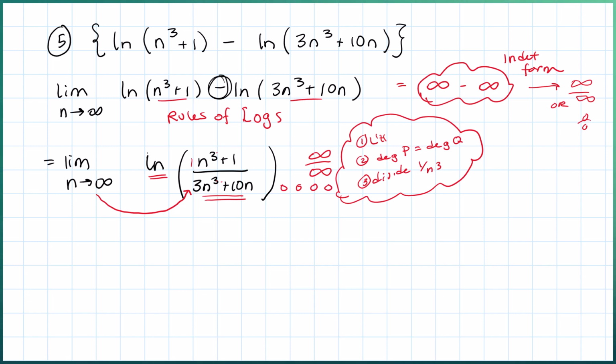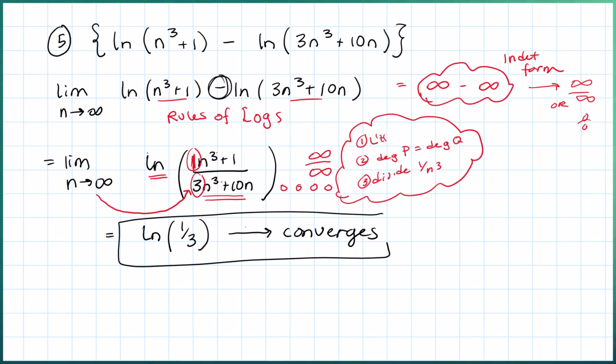And on this one, let's go ahead and just use the degree of P equals the degree of Q. And so it's going to be a ratio of those lead coefficients, 1 over 3 when I take the limit. And we are inside of the natural log, so it's the natural log of 1/3, which is a finite value. So this definitely converges. So we've got convergence here.